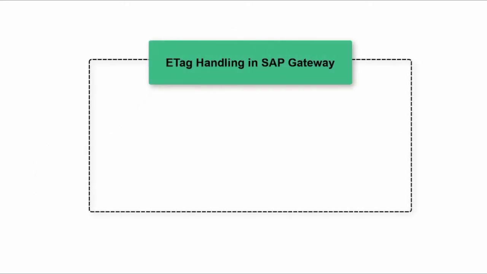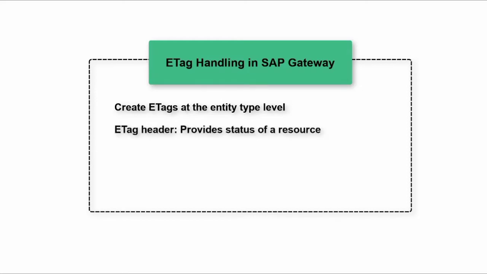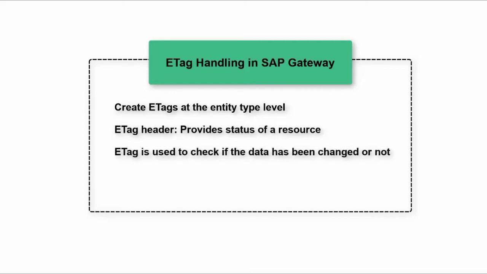In the service builder, create Etags at the entity type level. A property can be tagged as Etag property. The Etag header field in a response provides information about the status of a resource. If the client wants to perform read or update at a later point of time, Etag is used to check if the data has been changed or not. Using Etag will result in less data being read or more security for the client when performing updates.